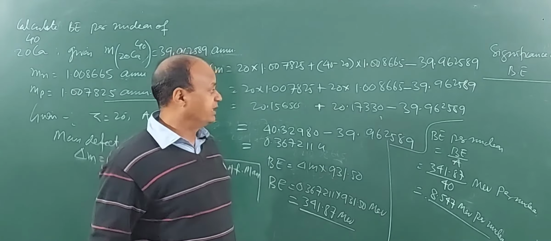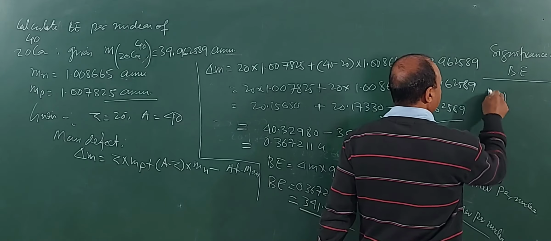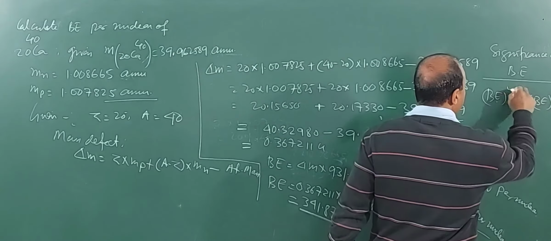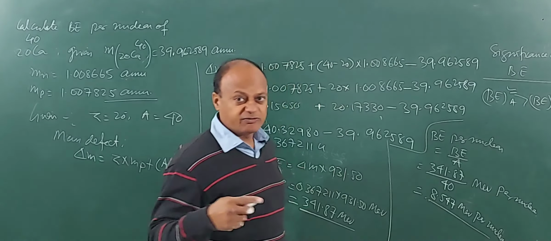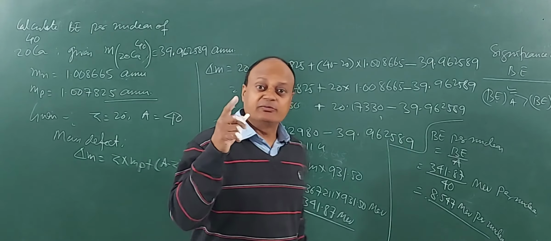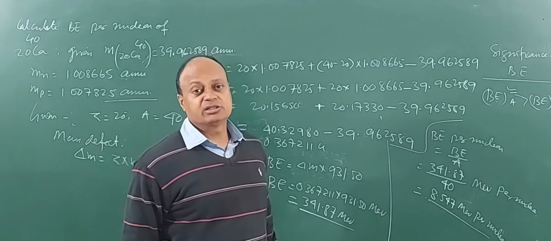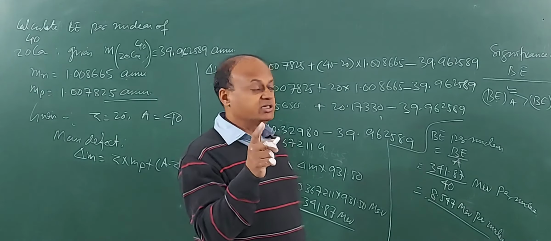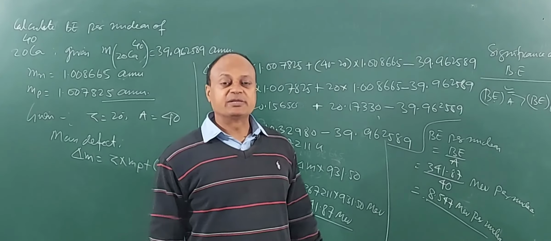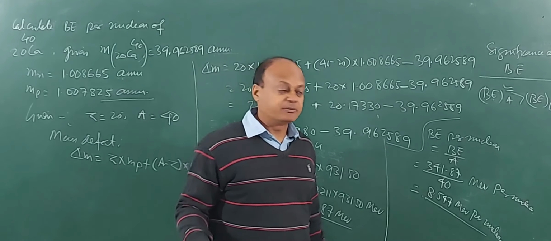Suppose there are two nuclei and the binding energy of A is more than the binding energy of B. It simply means A will require more energy for breaking, so A will be harder to break compared to B. In other words, B will break more easily. So remember, the higher the binding energy, the more stable is the nucleus. This is the significance: binding energy is used to show the extent of stability of a nucleus.